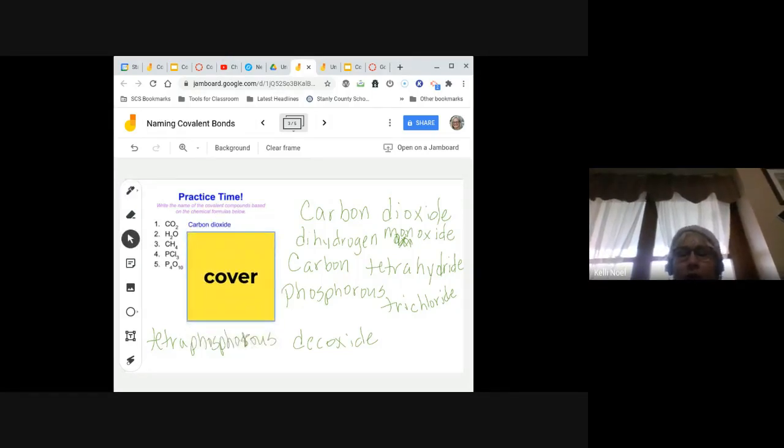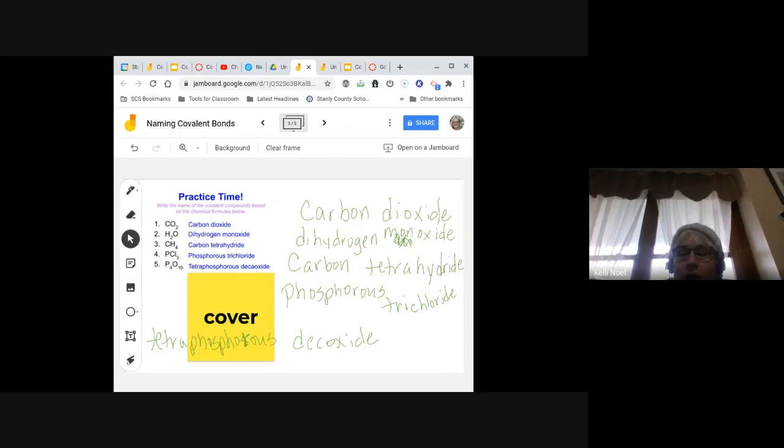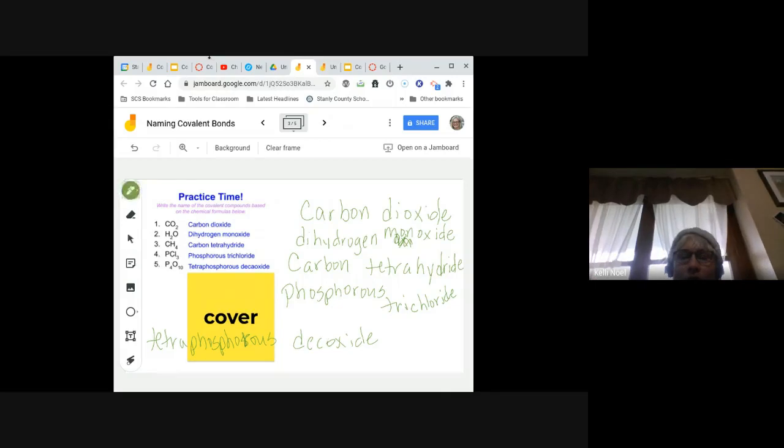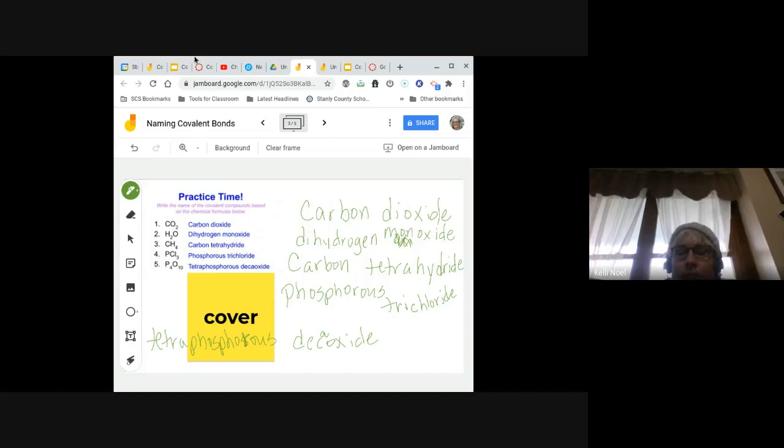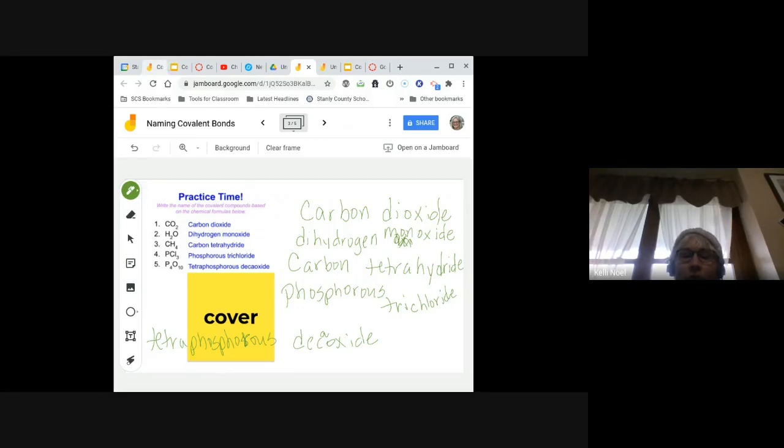Carbon dioxide, dihydrogen monoxide, carbon tetrahydride, phosphorus trichloride, and tetraphosphorus deca. Oh, they left the A there, deca oxide. So I'm not sure. Usually you drop it in front of that, so they have it. I don't take off for spelling, so if you miss the A, that's fine. So that's pretty simple. You don't have to worry about charges or anything. You just use your subscripts as your prefixes.